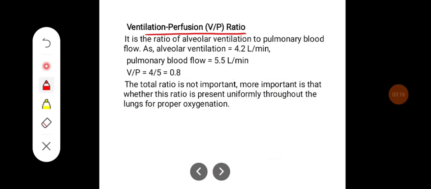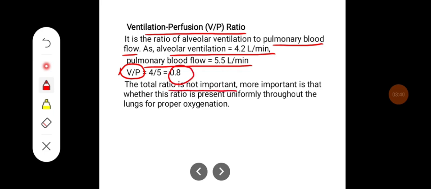Coming to the ventilation perfusion ratio, it is the ratio of alveolar ventilation to pulmonary blood flow. As alveolar ventilation is 4.2 liters per minute and the pulmonary blood flow is around 5.5 liters per minute, the ventilation perfusion ratio is approximately 4 divided by 5, that is 0.8. The total ratio is not important. More important is whether this ratio is present uniformly throughout the lungs for proper oxygenation.